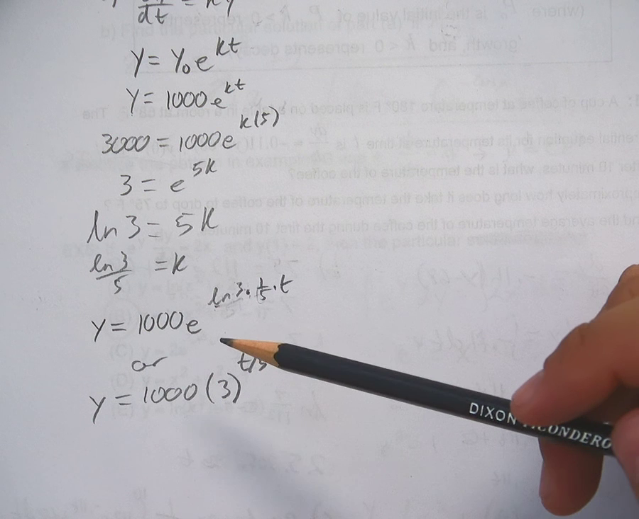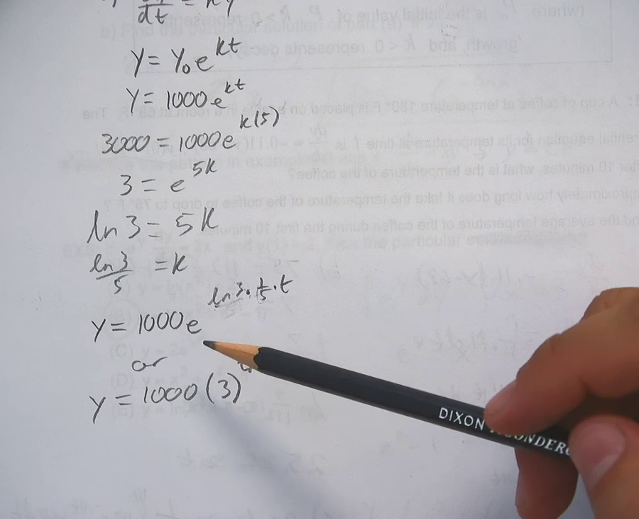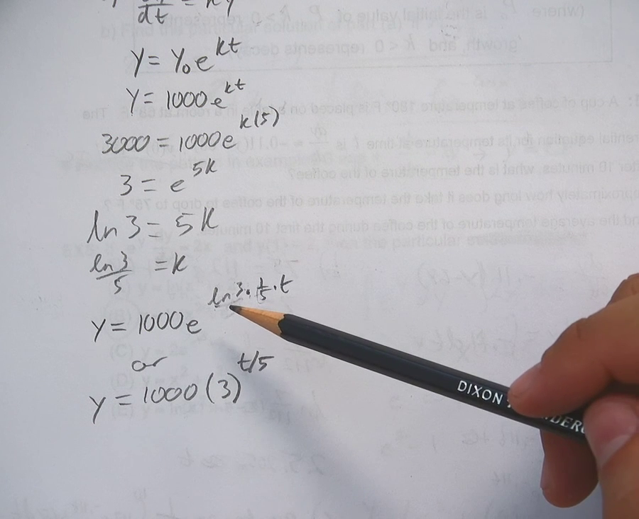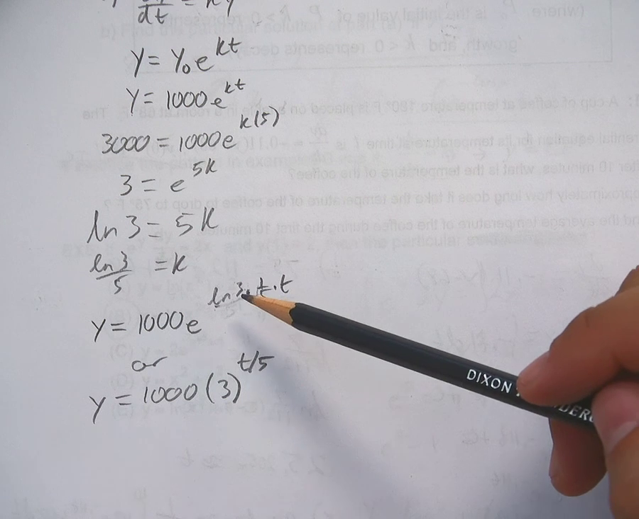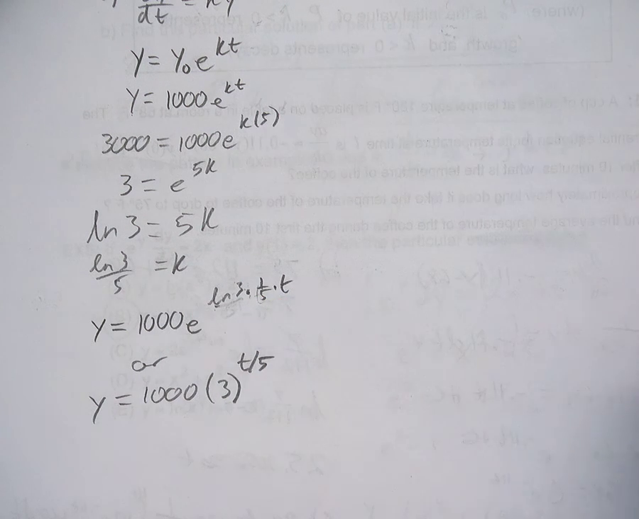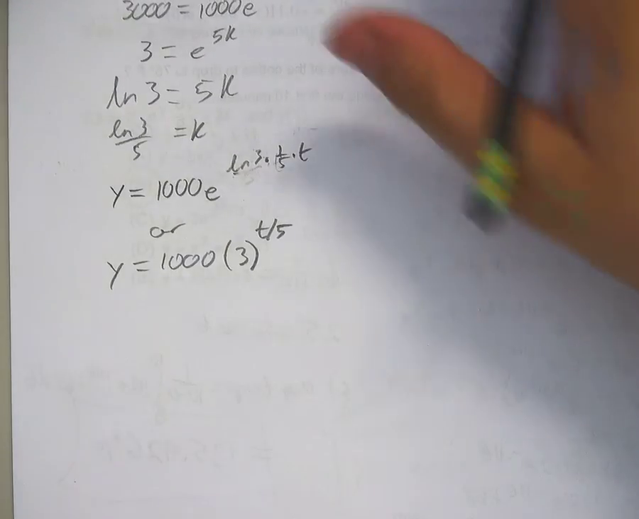And yes, this is perfectly okay. E to the natural log of 3 is just 3. So it's 3 to the t over 5. And that's going to make part B a lot easier.